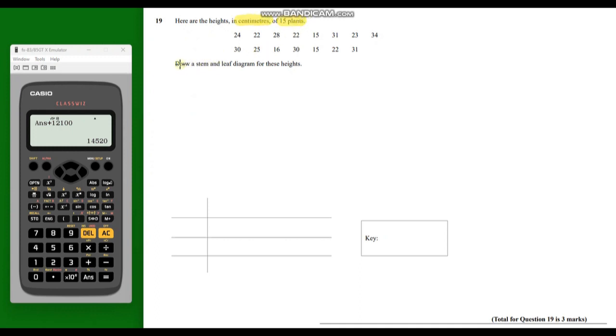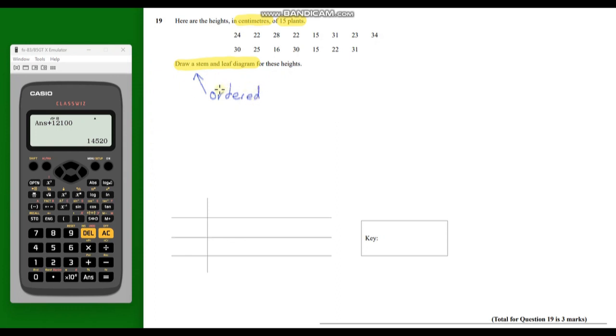Question 19. Here are the heights in centimetres of 15 plants. Draw a stem and leaf diagram for these heights. Now, a lot of the times the question will say draw an ordered stem and leaf diagram. It's not the case in this one, but I'll do an ordered one, just in case you get one in your exam that says ordered.